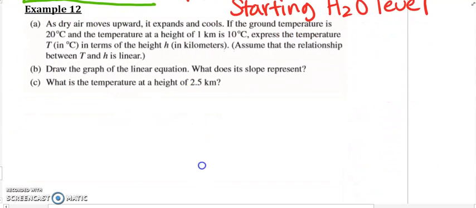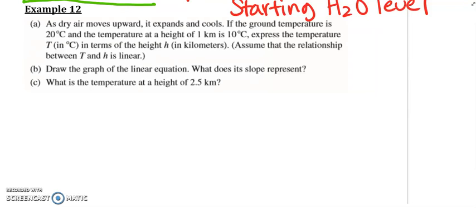Okay, last one. You're doing good, hopefully. As dry air moves upward, it expands and cools. If the ground temperature is 20 degrees Celsius and the temperature at a height of 1 kilometer is 10 degrees Celsius, express the temperature T in degrees Celsius in terms of height in kilometers. Assume that the relationship between T and H is linear, so I have a line, okay?